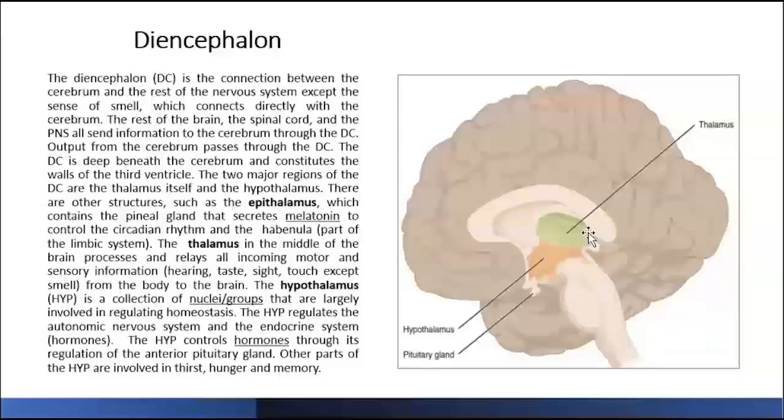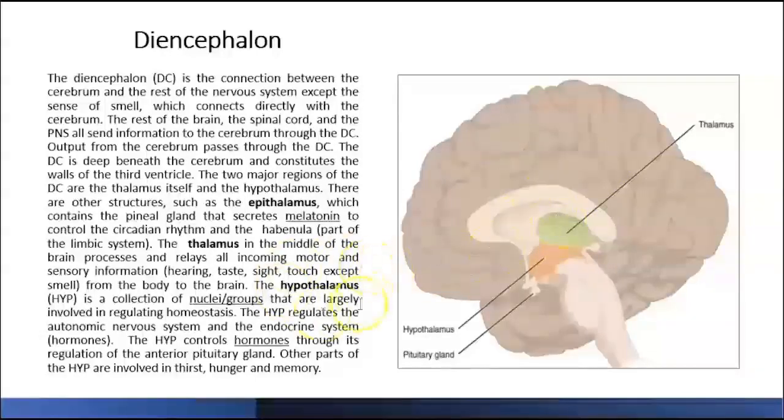A lot of times in the book, you're going to see that this is referred to as the gateway to the brain, because all the information that you have coming from the body, from the ears, from the eyes, from the cerebellum, from the reticular formation, is going to go through the thalamus. The thalamus processes all the information and relays this information to the different areas of the brain.